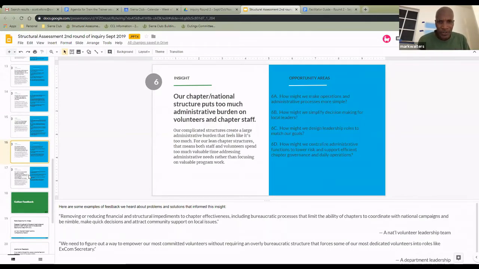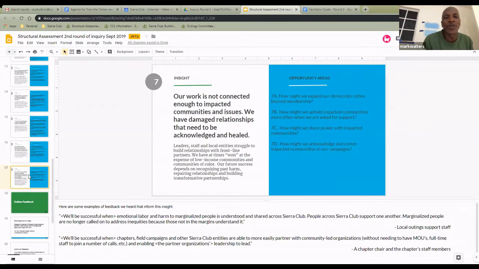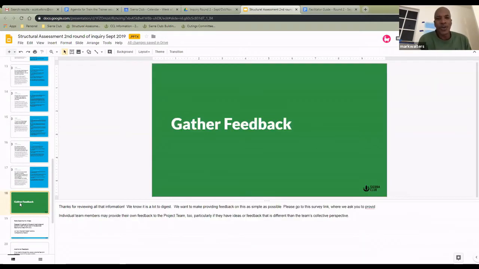Insight number 6, our chapter national structure puts too much administrative burden on volunteers and chapter staff. And then the last one, our work is not connected enough to impacted communities and issues. We have damaged relationships that need to be acknowledged and healed. So these are the 7 insights that we are working with, along with the how might we's that came out of that.